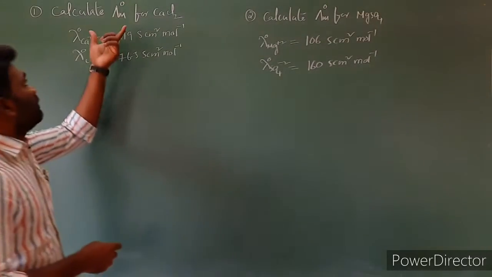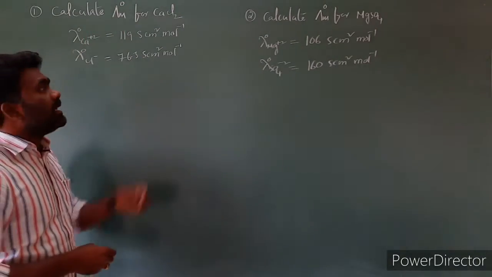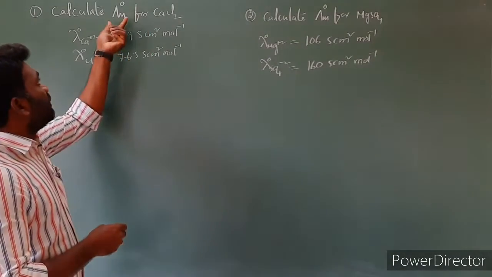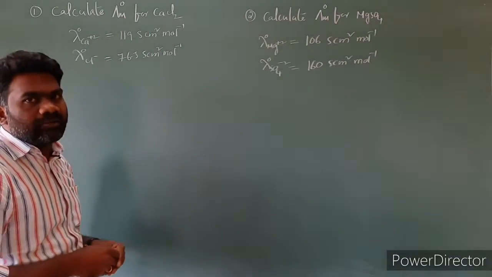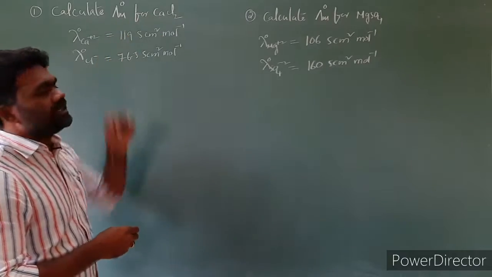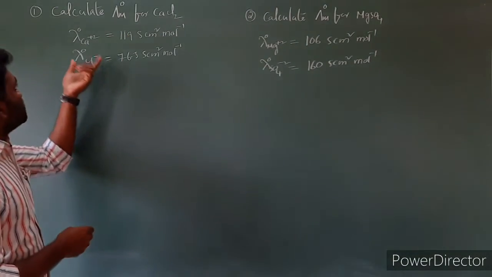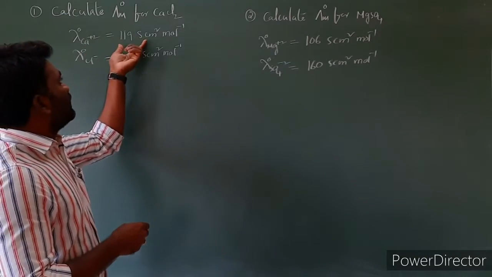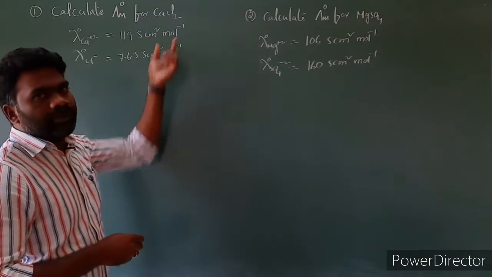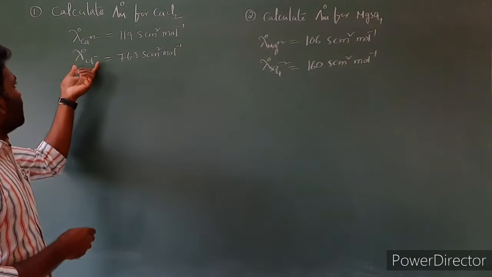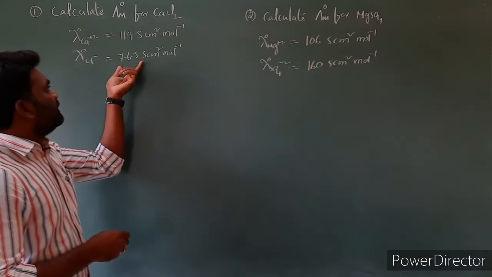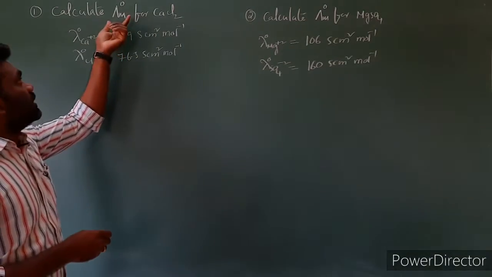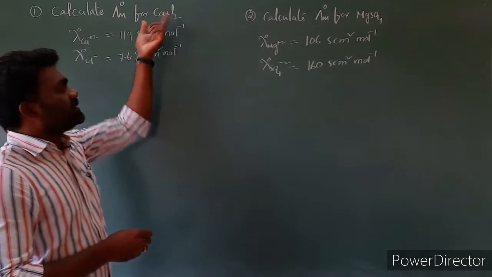In that, problem number 1. Calculate lambda m naught for CaCl2. Lambda m naught means the limiting molar conductivity for CaCl2. The data given: limiting molar conductivity of cation Ca plus 2 is 119 Siemens centimeter square mole inverse, and limiting molar conductivity of anion is given as 76.3 Siemens centimeter square mole inverse. So we have to calculate lambda m naught for CaCl2.